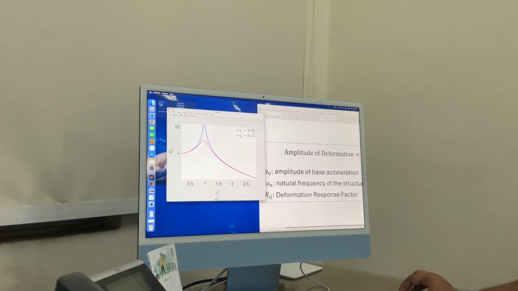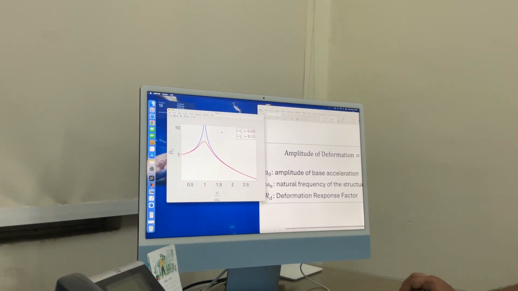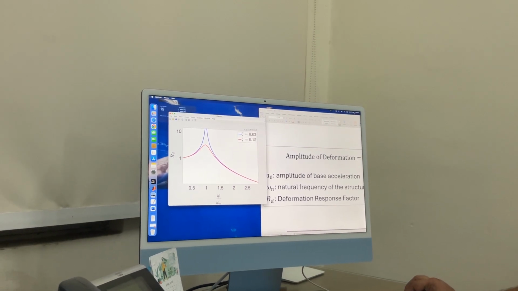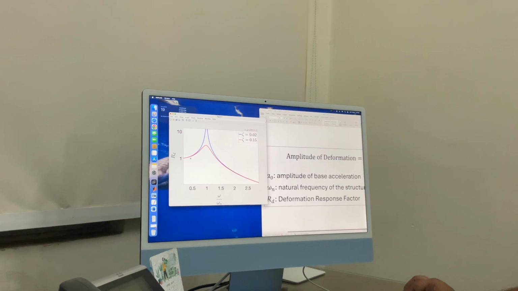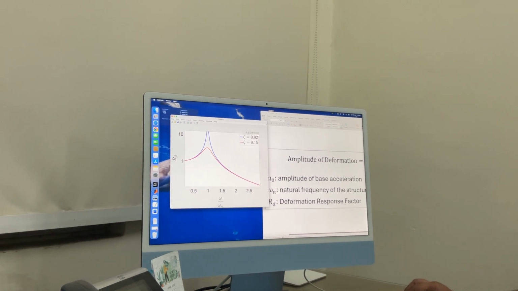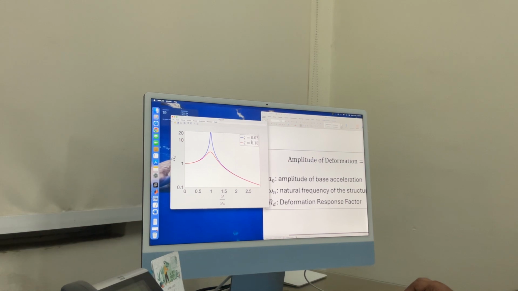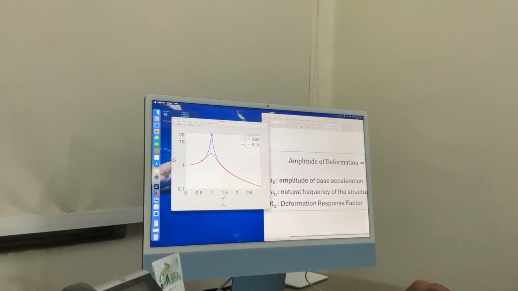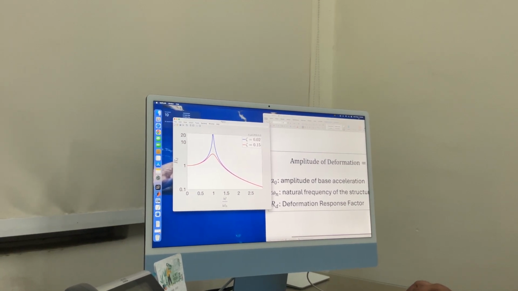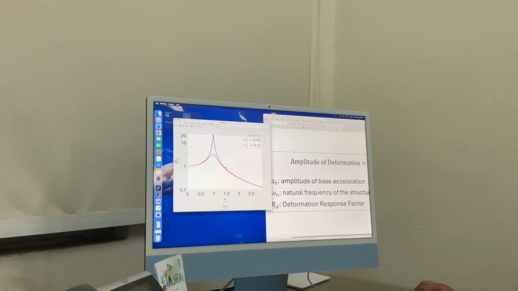You can see that this deformation response factor is going to increase as we increase the forcing frequency omega, and when we are very close to the natural frequency, that is when this ratio becomes 1, this deformation response factor becomes very large, right? You can clearly see that for 2% damping it can reach up to a value of 20, right? And then once we exceed the forcing frequency beyond the natural frequency, it again starts becoming smaller, right?